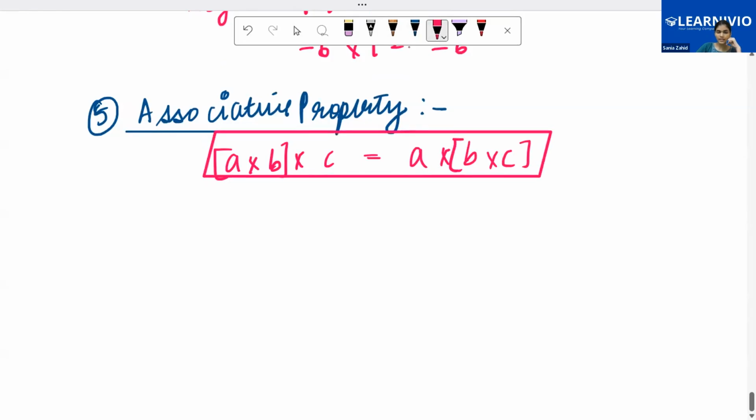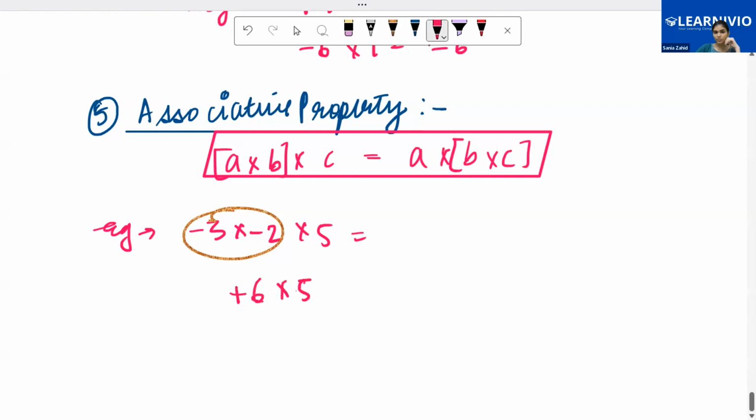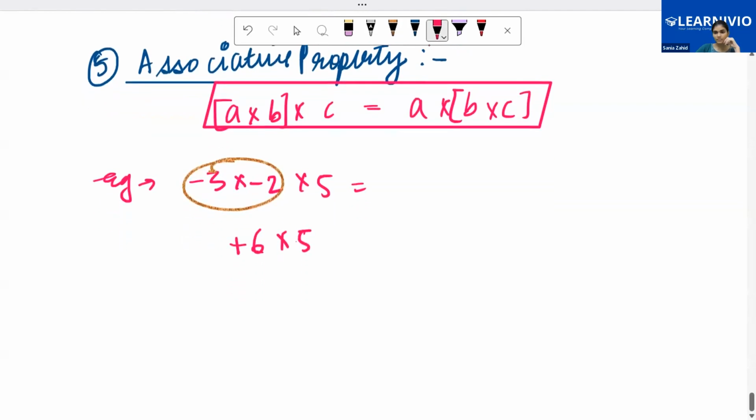I can even check it with examples, like you have minus 3 into minus 2 into 5. What you do here is you first multiply these two numbers. So you will have minus 3 into minus 2. Minus 3 into minus 2 is plus 6. And then you multiply 5 to it. What is plus 6 into plus 5? Plus 30. Okay, let's try to reverse the order.